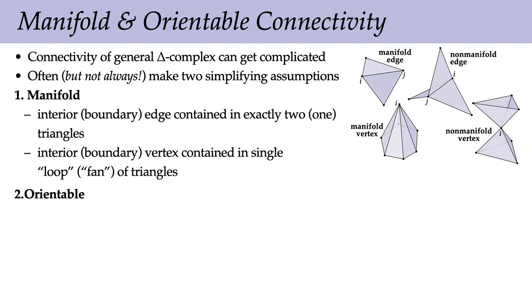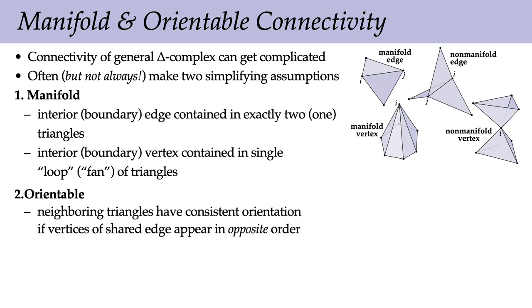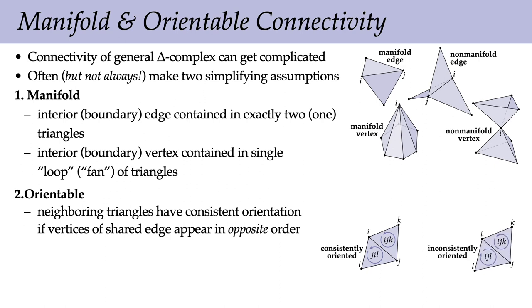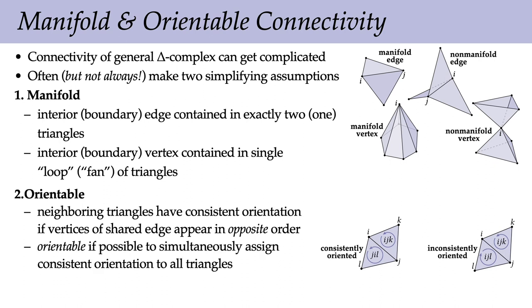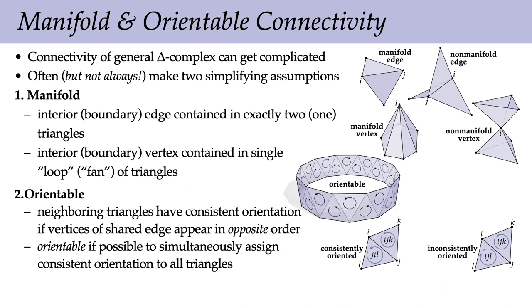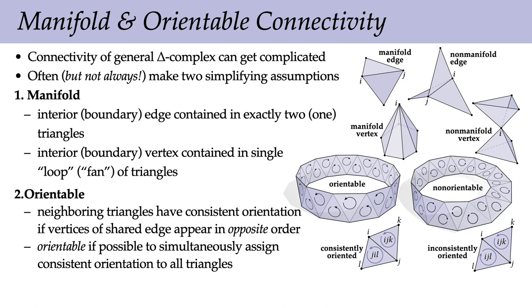Okay, we're also going to ask that our mesh, at least for the purpose of this course, to keep things simple, is orientable. Orientable meaning that neighboring triangles have consistent orientation if the vertices of the shared edge appear in the opposite order. So IJK and JIL have the same orientation, whereas IJL and IJK do not. The triangulation is orientable if it's possible to simultaneously assign consistent orientation to all of the triangles. So here's an orientable triangulation. Here, this Mobius band is not.